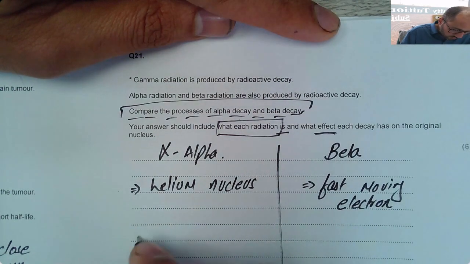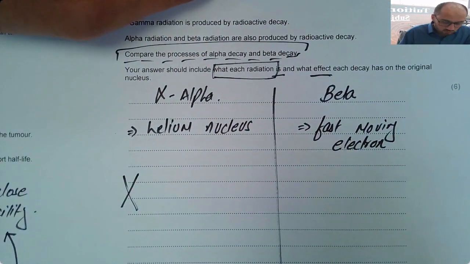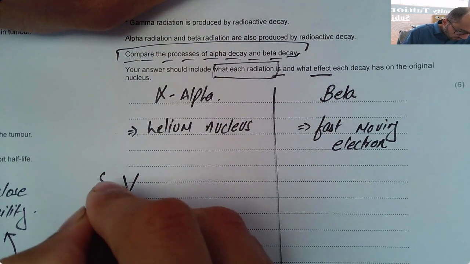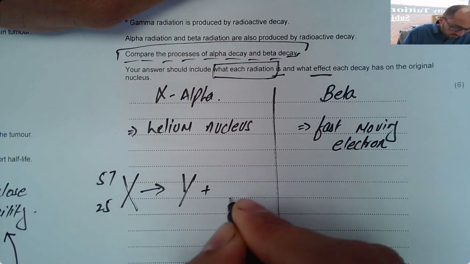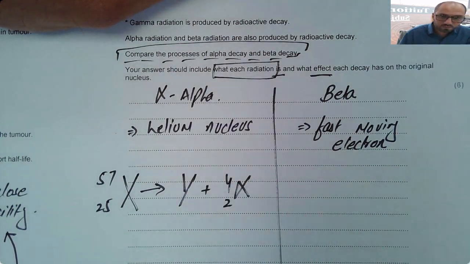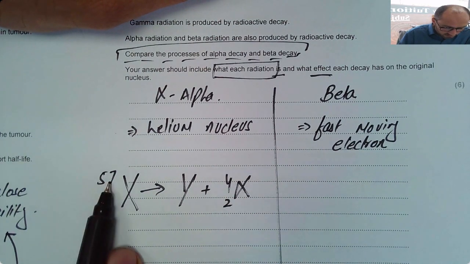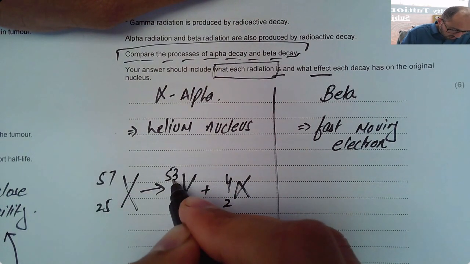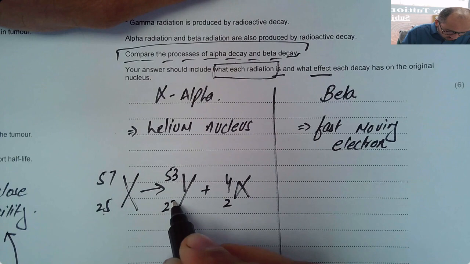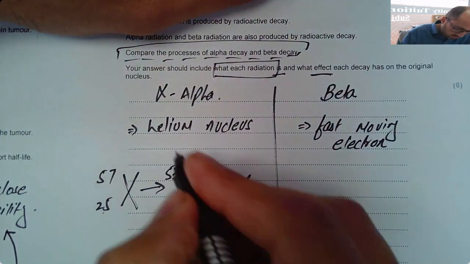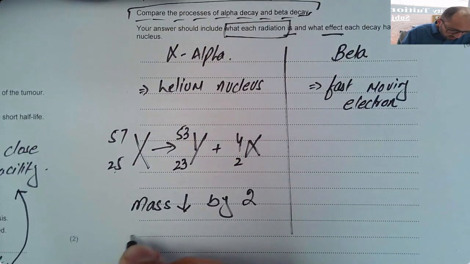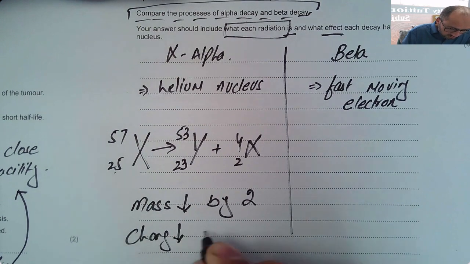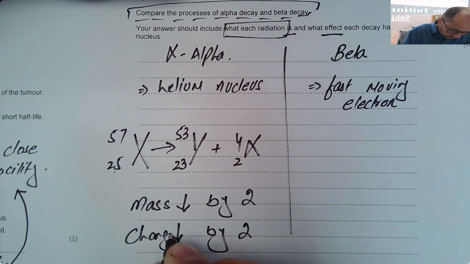Now I can write down their equations. I've got a nucleus which is called X, and the numbers are 57, 25. It changes into Y, and this time it will give out alpha, which is 4, 2. So when it gives out alpha, 57 will now change into 53, 25 will now change into 23. So based on this, I can say mass goes down by 4, and I can say charge goes down by 2 as well.